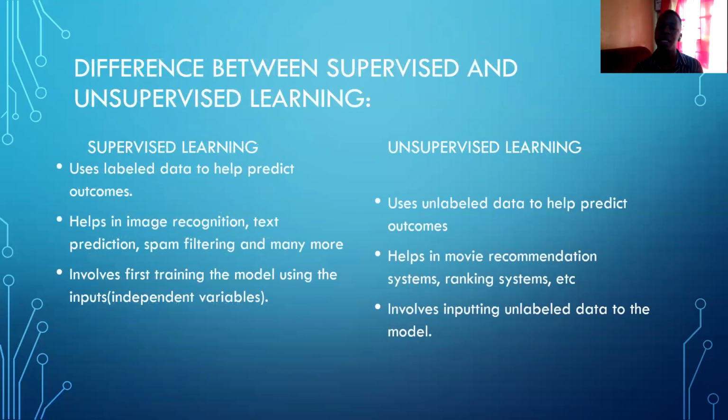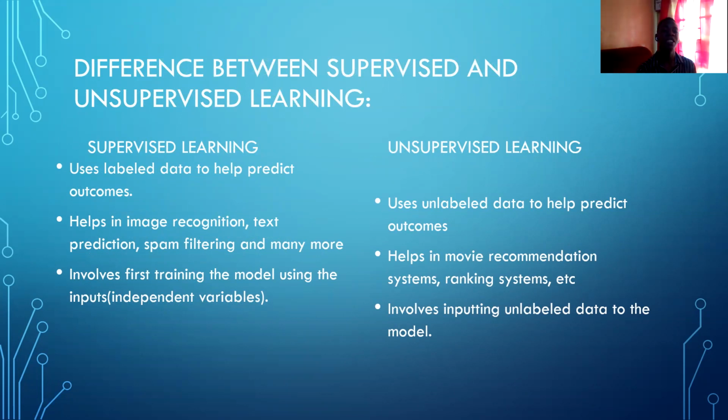Differences between supervised and unsupervised learning, as they are both types of machine learning. First of all, supervised learning uses labeled data to help predict outcomes, while unsupervised learning uses unlabeled data to help predict outcomes. Supervised learning helps in image recognition systems, text prediction systems, spam filtering, and many more, while unsupervised learning helps in movie recommendation systems and ranking systems. And that is the second difference I have.